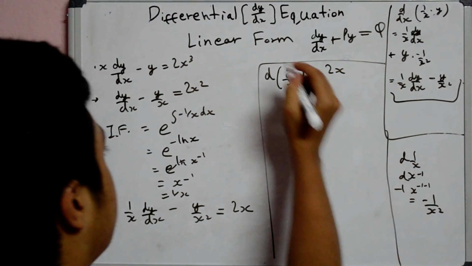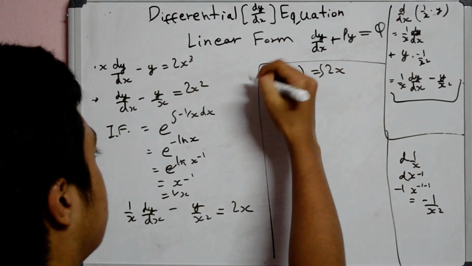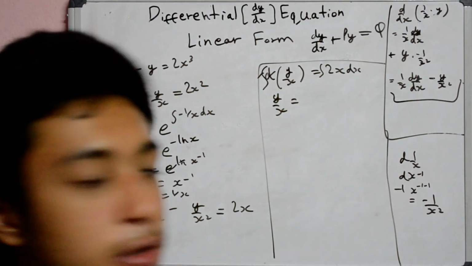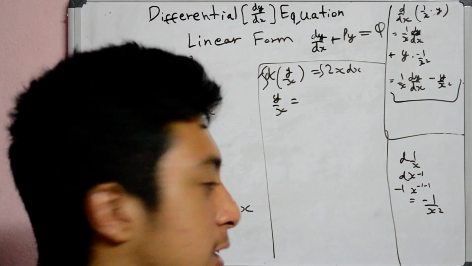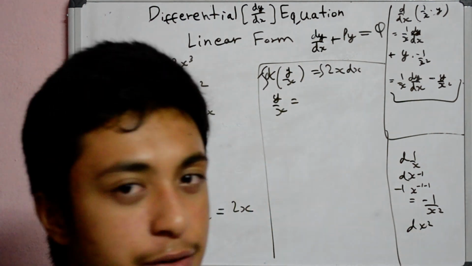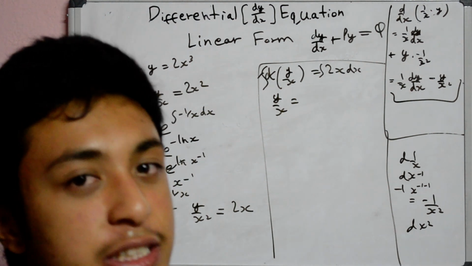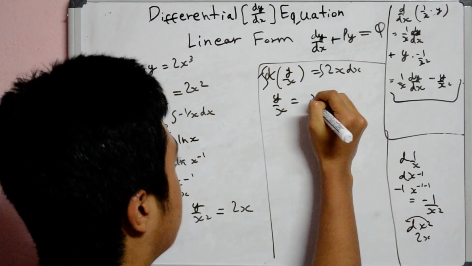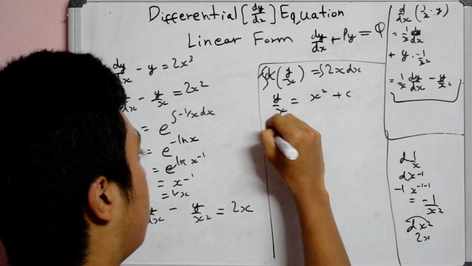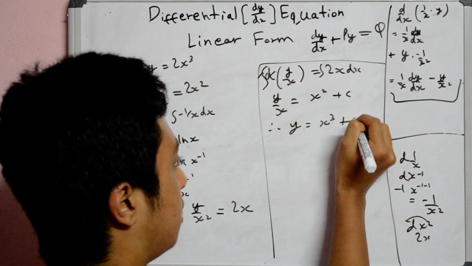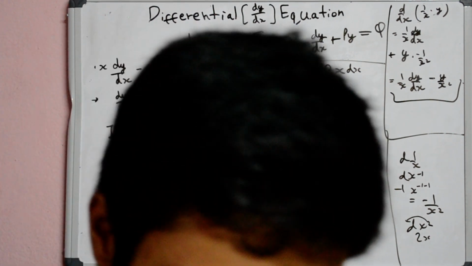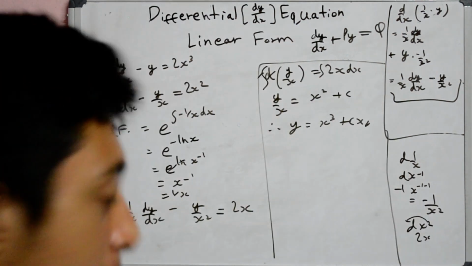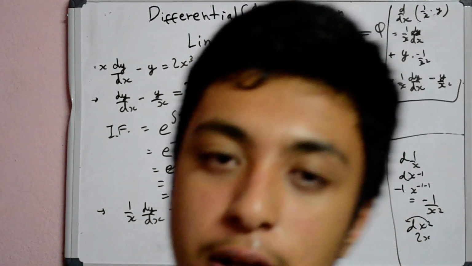Now simply we can integrate both sides. This cancels, this is with respect to dx. Y by x equals, well, the derivative of x squared is 2x. I think that's the most famous derivative besides e to the power x and ln x. The 2 just comes forward. So here this is just x squared plus c, therefore y equals x cubed plus cx. Now let's do another question.